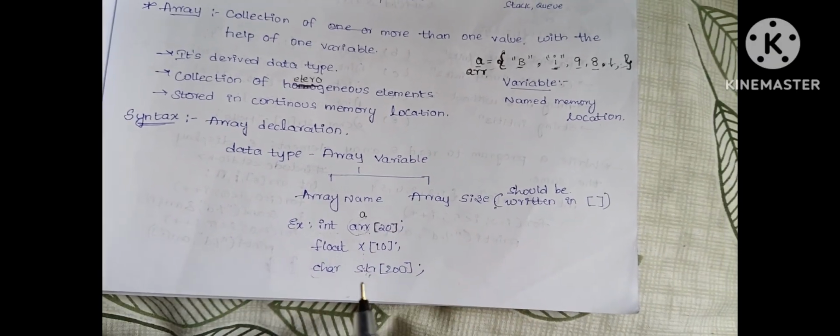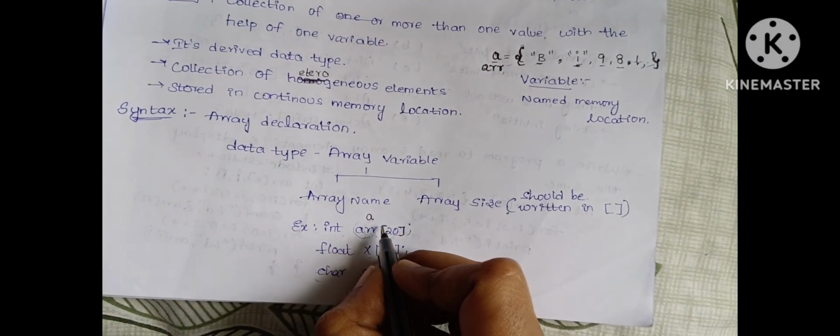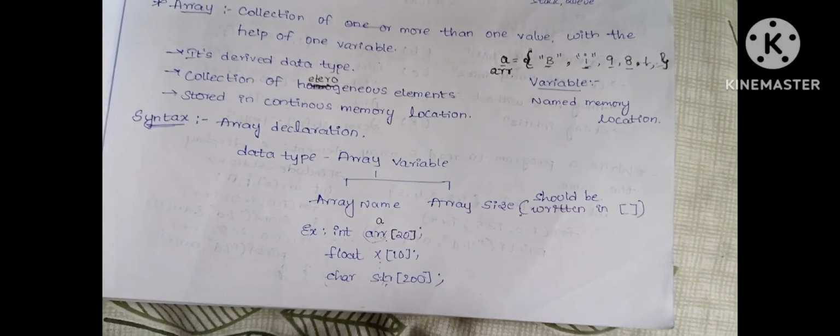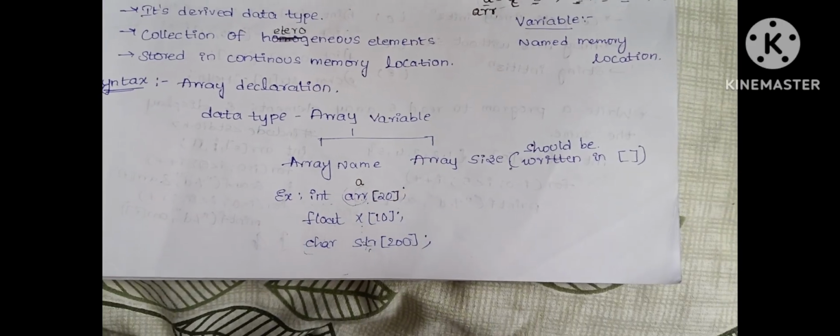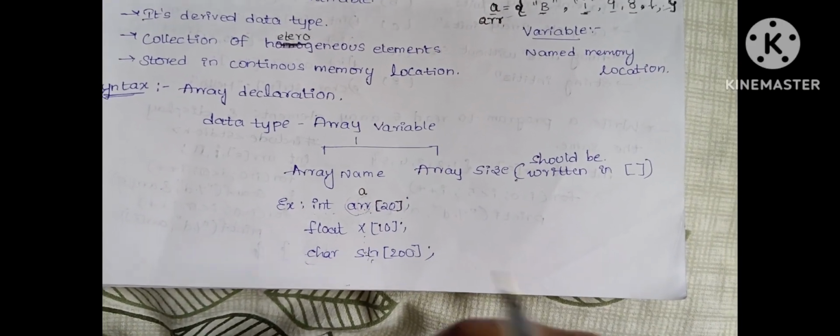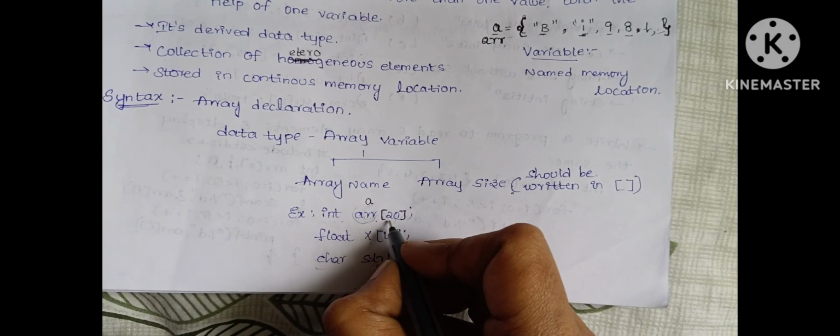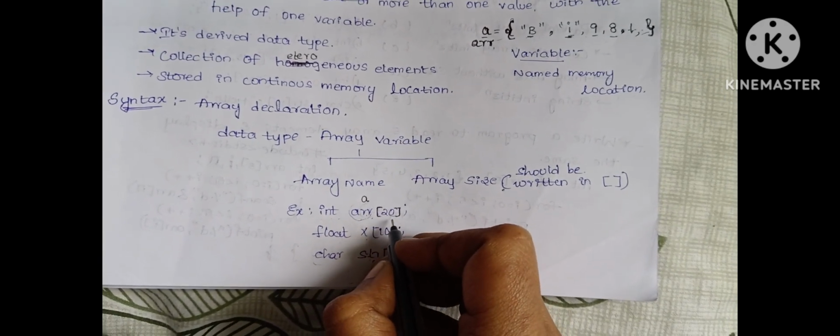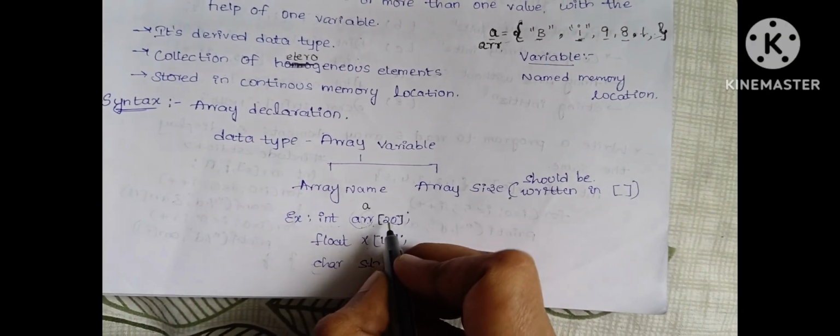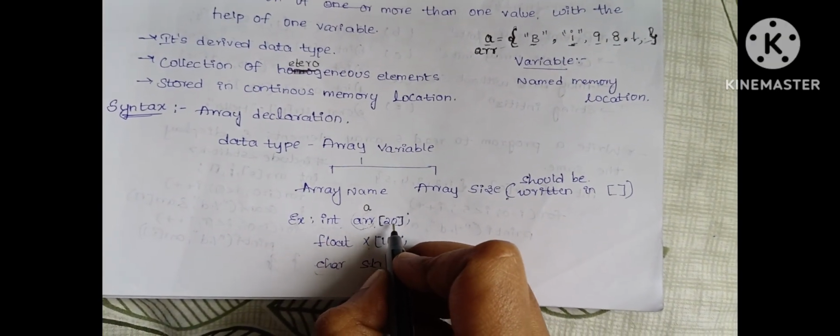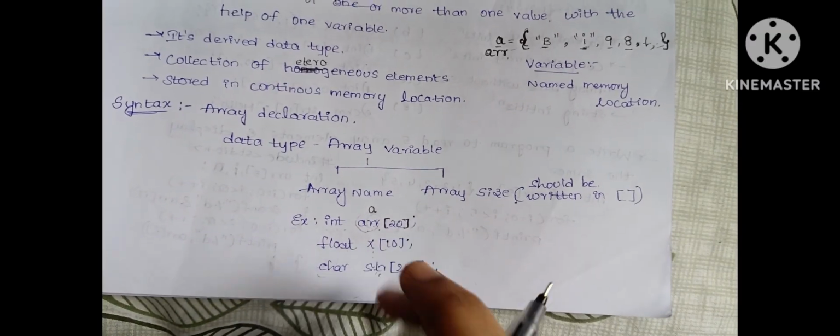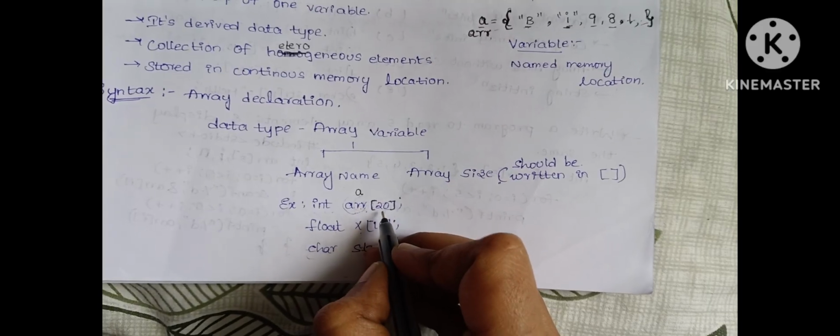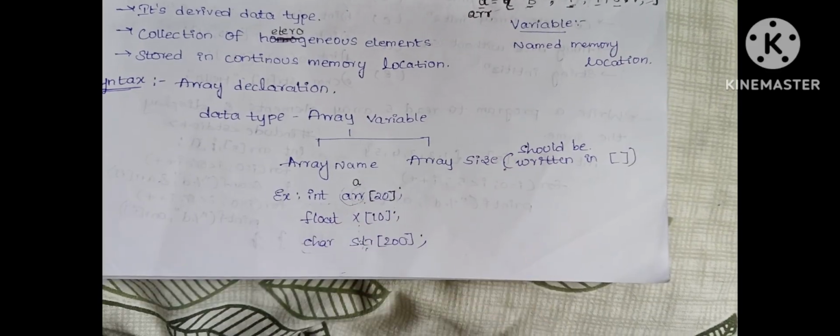Remember, always array size should be given in square braces. Array size should always be given in square braces. Don't forget it. So this number represents how many elements or how many values you are going to read in your programming language. Here I have given int ARR of 20. So in this programming language, I am initializing my array size to 20 so that I would be able to read 20 values.